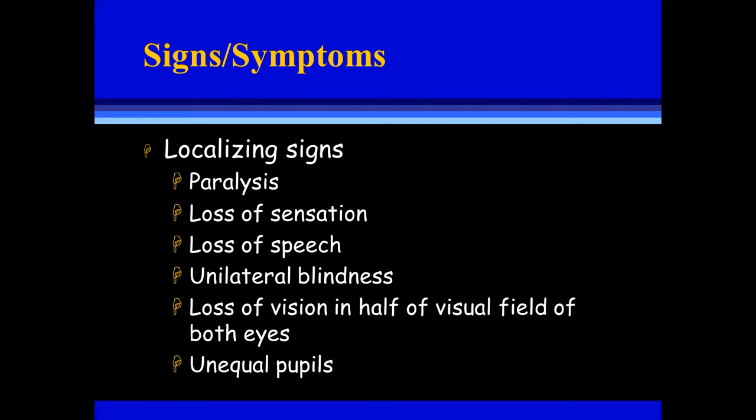Localizing signs, if they are somewhat alert, you may see paralysis on one side or the other. Loss of sensation to an extremity. Loss of speech or slurred speech, unilateral blindness, meaning just one side of visual disturbances, loss of vision in half a visual field of both eyes could also be a cause. And then we're going to look for pupillary changes as signs of a stroke. Some signs or symptoms, some of this stuff can be very vague.